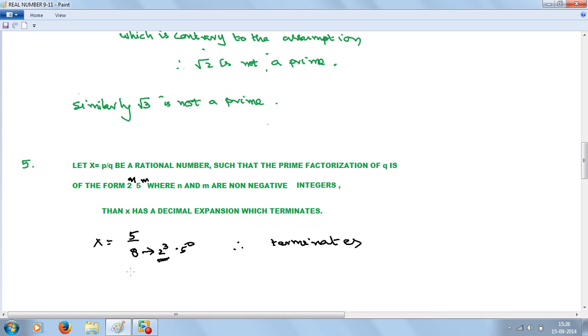Okay, let us take another example. It is 5 divided by 7. We don't have any factor of 2 or 5 in the denominator, nothing is there. So it's not terminating.